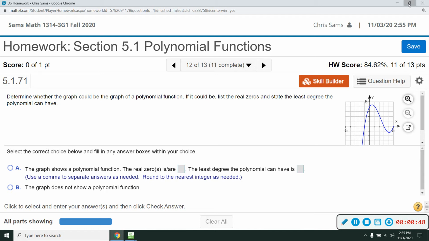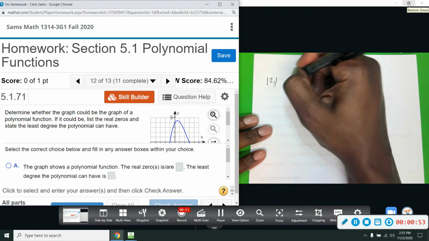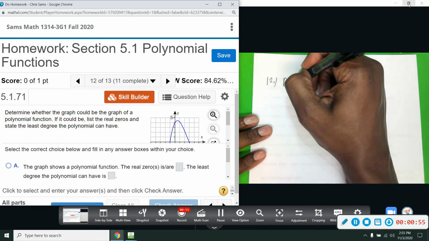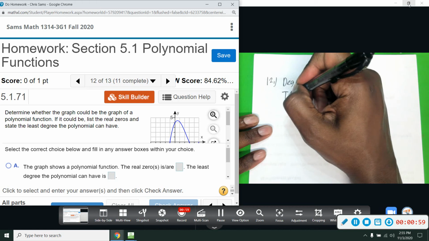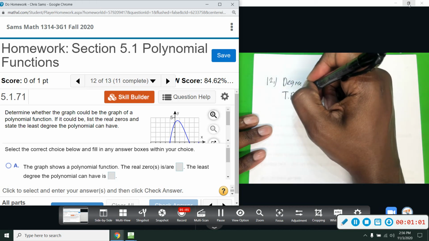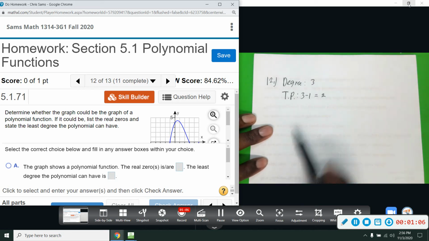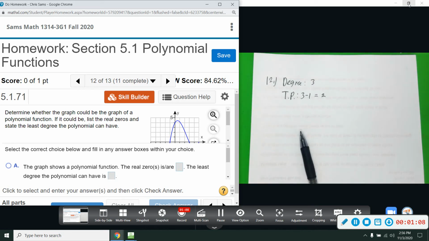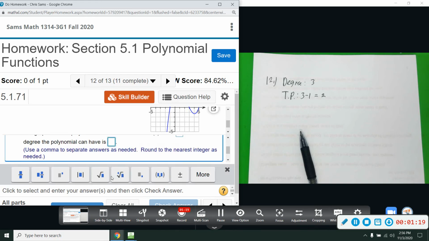So from what we've talked about, your degree for this one looks like 3. And the number of turning points would be 3 minus 1, which is 2. And all that looks pretty good as far as what we can see on this graph. Okay, so the graph shows a polynomial. The real zeros are blank. Least degree is this. Okay, so least degree looks like 3.